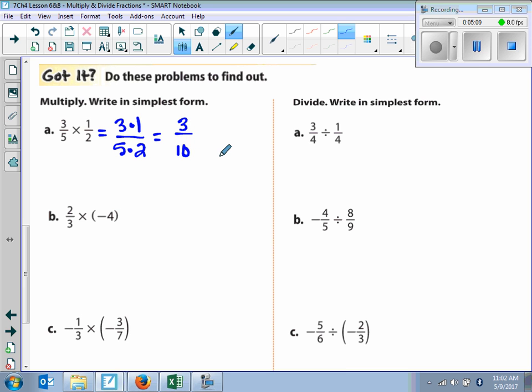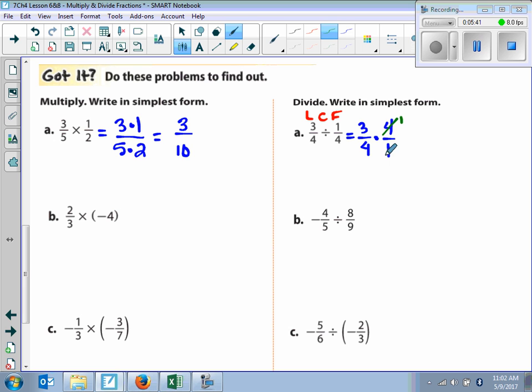Is everybody clear? Yeah. For the division, again, we're going to leave it, change it, flip it. So over here, we rewrite the 3/4. That stays the same. The division becomes multiplication, and the 1/4, we flip it, becomes 4/1. Very good.